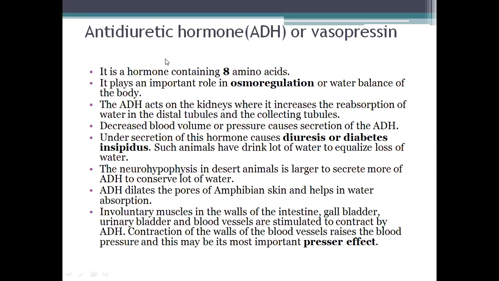Okay, are you understanding? Under secretion of the ADH will result in excessive loss of water. That is a diuretic condition. So to avoid this diuretic condition, this hormone is secreted. That is why it is known as antidiuretic hormone. Due to the excessive loss, the animal may drink a lot of water to equalize the loss of water. Are you understanding? Okay.